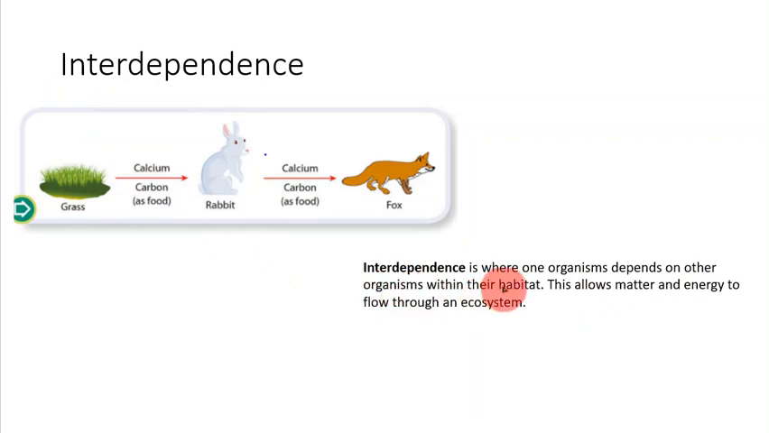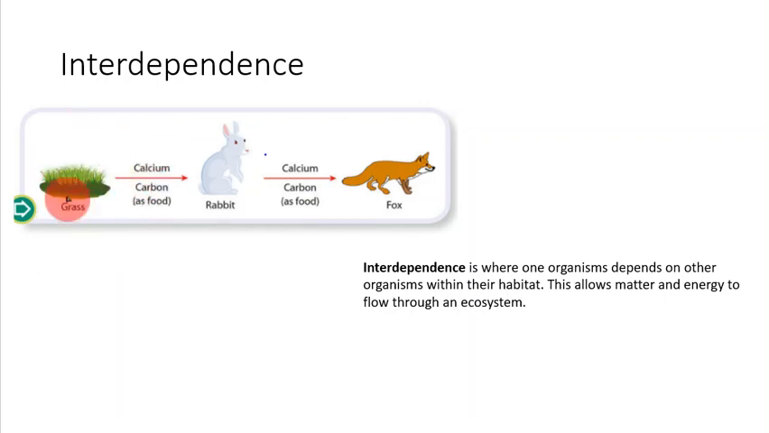So there's this link or dependence between them, and there's lots of different interdependence between organisms within habitats. This interdependence allows matter and energy to flow through an ecosystem or habitat. As an example, if we take grass, grass is able to absorb CO2 or carbon, and it's also able to absorb calcium. So the grass has this natural ability to take this matter and absorb it.